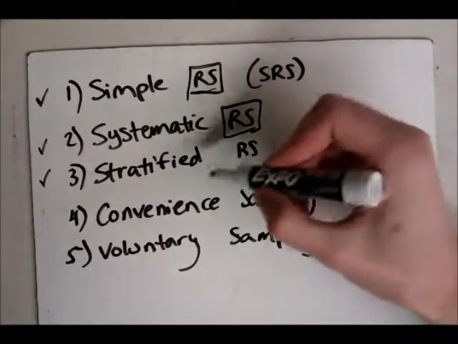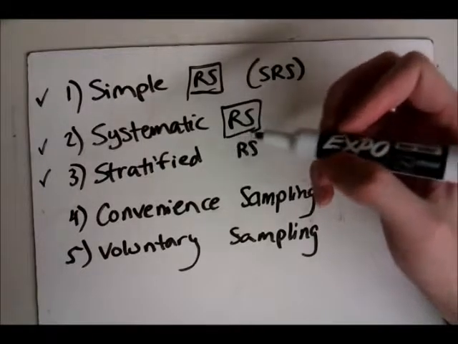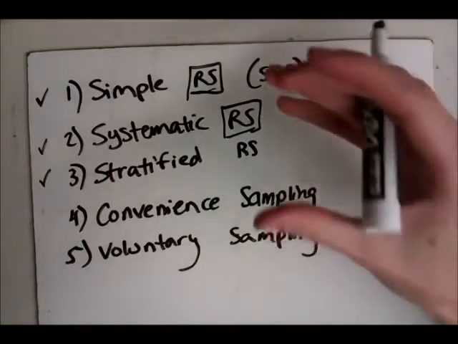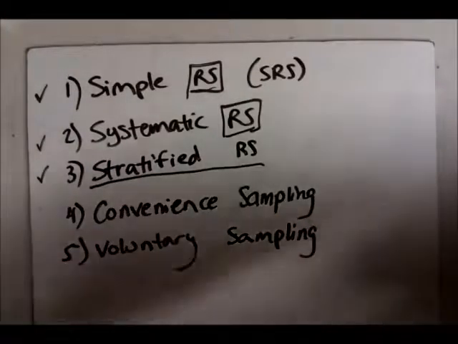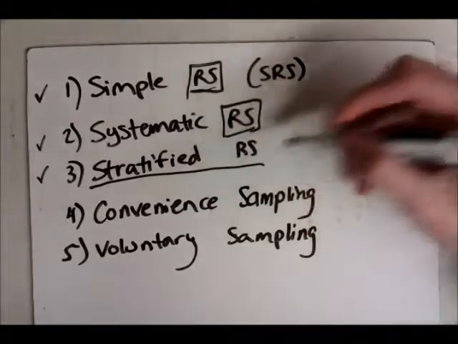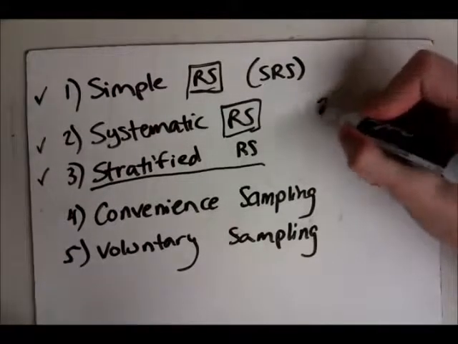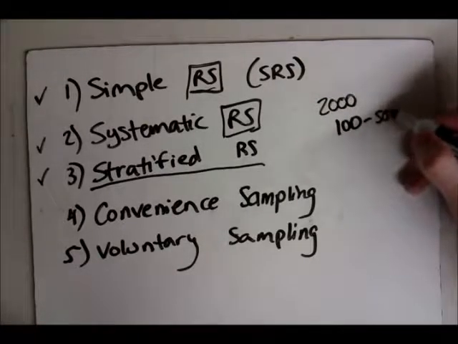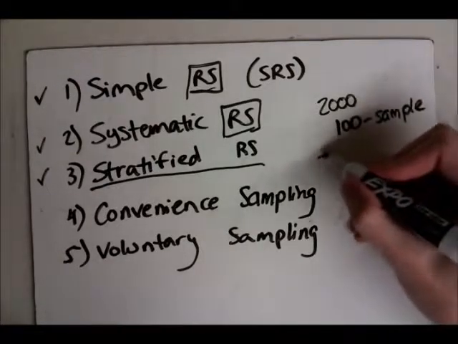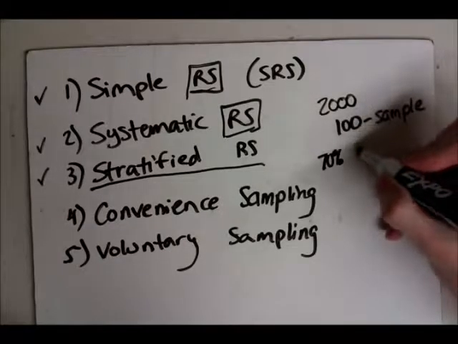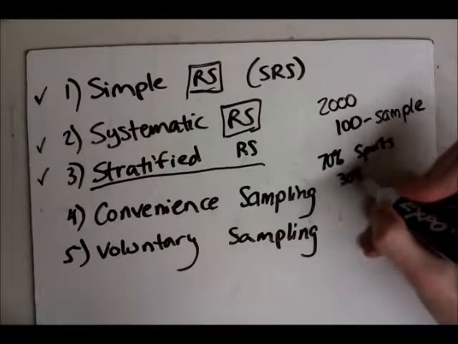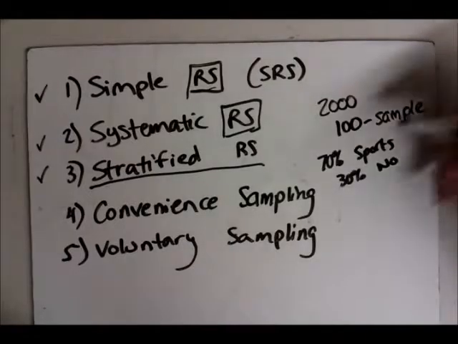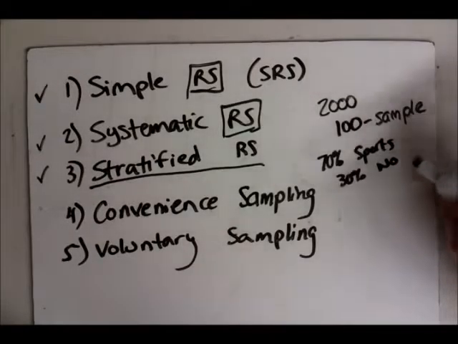So a stratified is where you section up your people into certain groups. We call them strata. And these groups have to be homogeneous, meaning that everyone in a group is the same. Hypothetically, for a stratified random sample, let's say my school has 2,000 people, and I only want to survey 100 of them. So my sample size is going to be 100 people. And maybe at my school, 70% of my population of 2,000 play sports, and 30% do not play sports.